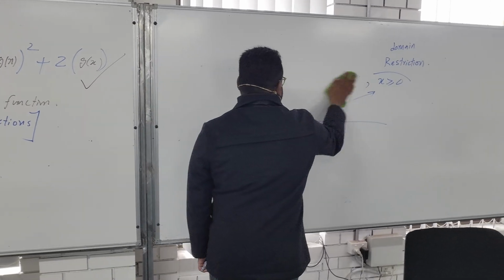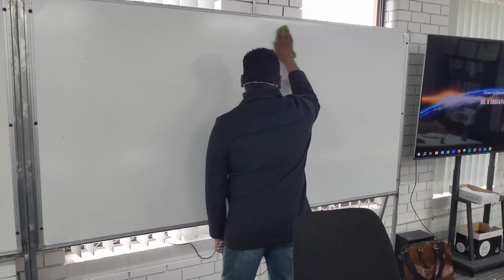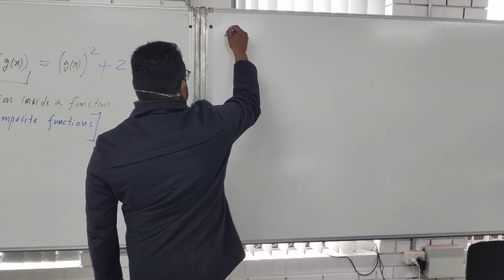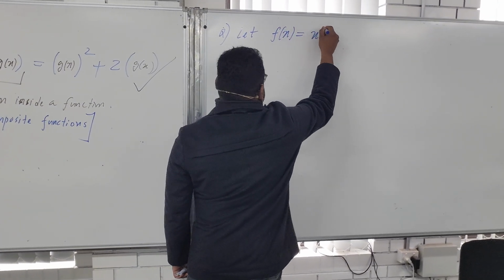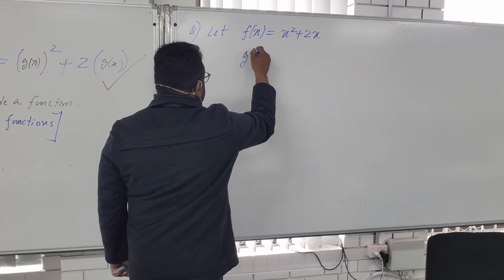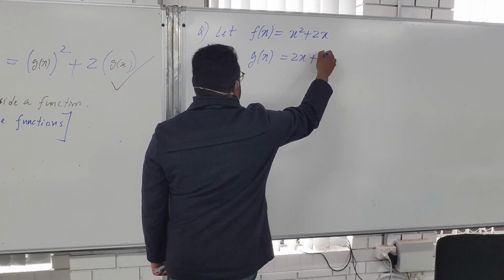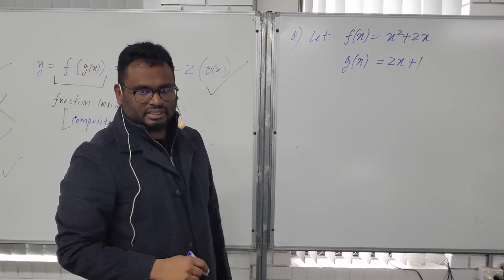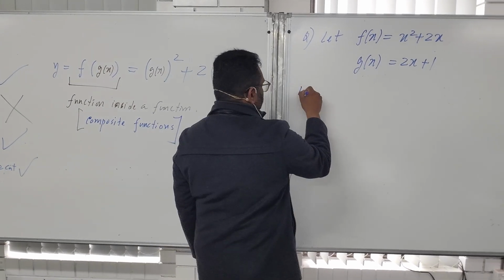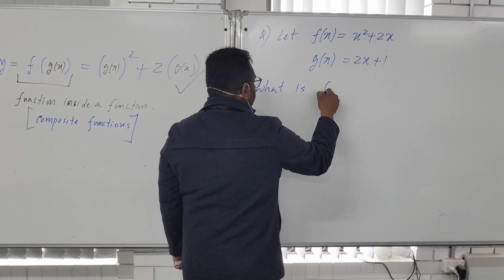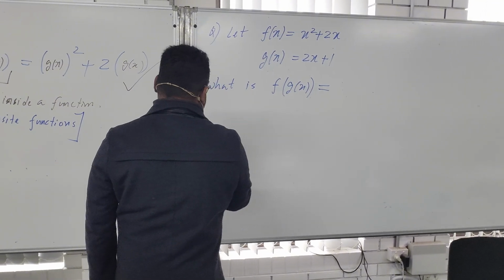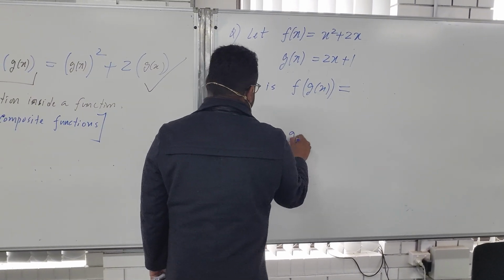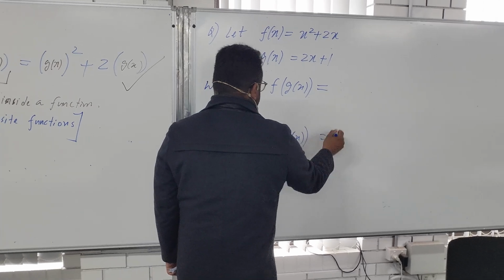Okay, composite function. Let's think about this now. Now you have to use your brain. So I give you a question. f of x is equal to x squared plus 2x. g of x is equal to 2x plus 1. Question. What is f of g of x? Second question. What is g of f of x? I'll give you 2 minutes.